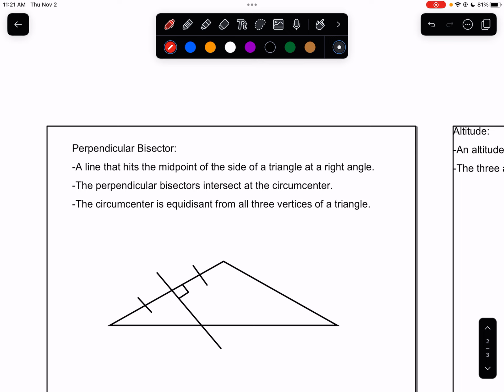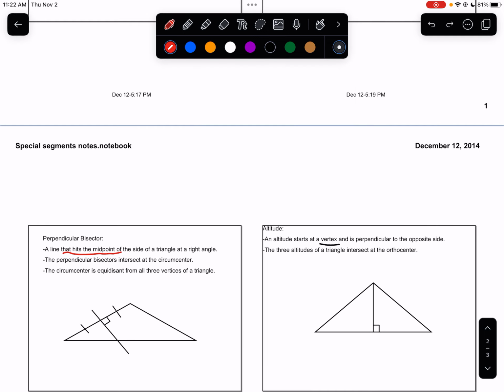What does a perpendicular bisector have to do? It has to hit the midpoint. So in this picture, this red line would be a median, because a perpendicular bisector and a median both have to hit a midpoint of the opposite side, or of a side. But the difference with this one is instead of going through the vertex, the perpendicular bisector has to make a right angle. So they have things that are in common, but they also have distinct differences.